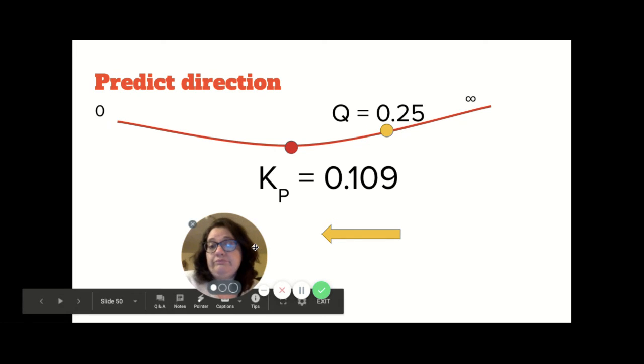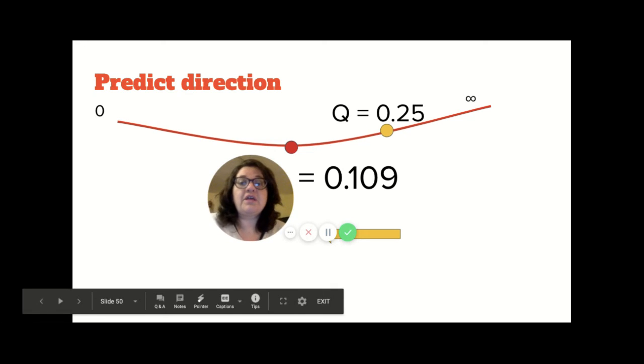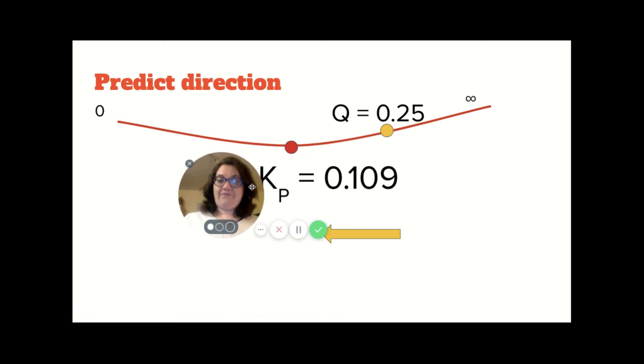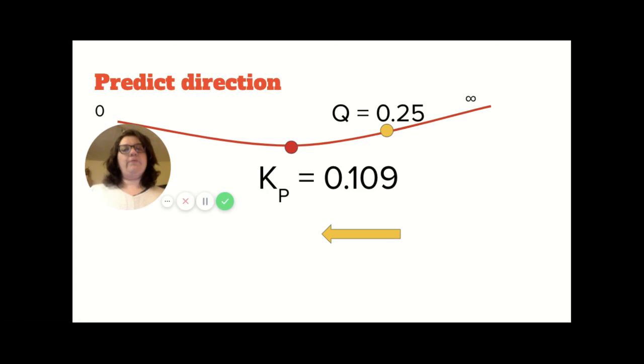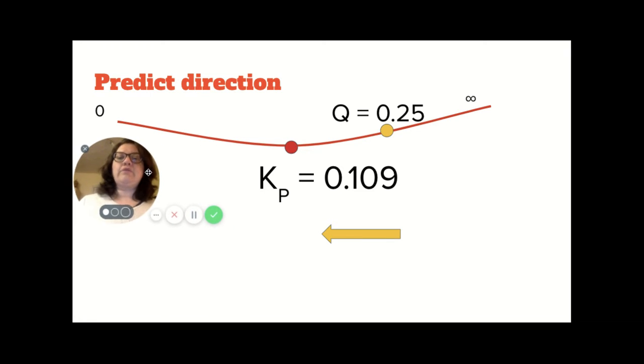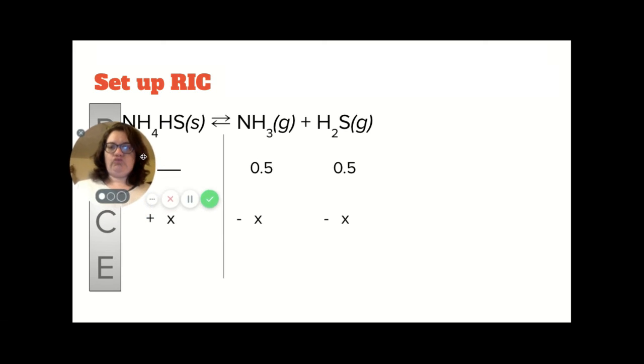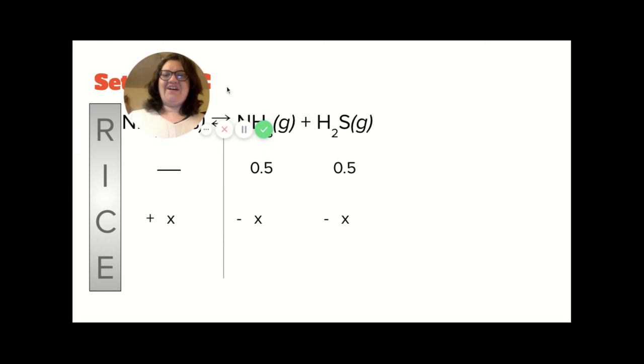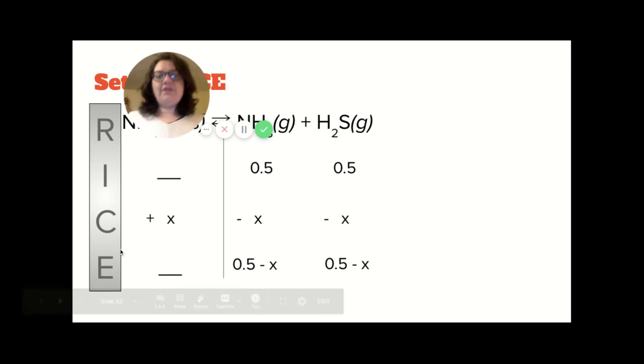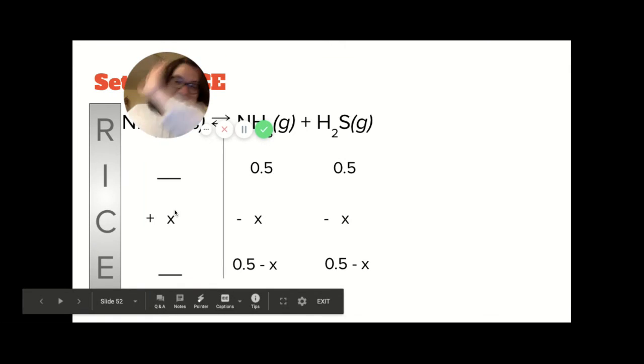Okay, so my goal was to predict the direction of the change. I now have the direction of the change. So I can go back to my RICE table and I can write the C part. So it is now negative X on the side of the products, positive X. Again, that X doesn't really have any meaning. I don't have to write it there because it's a solid, but it's a habit.